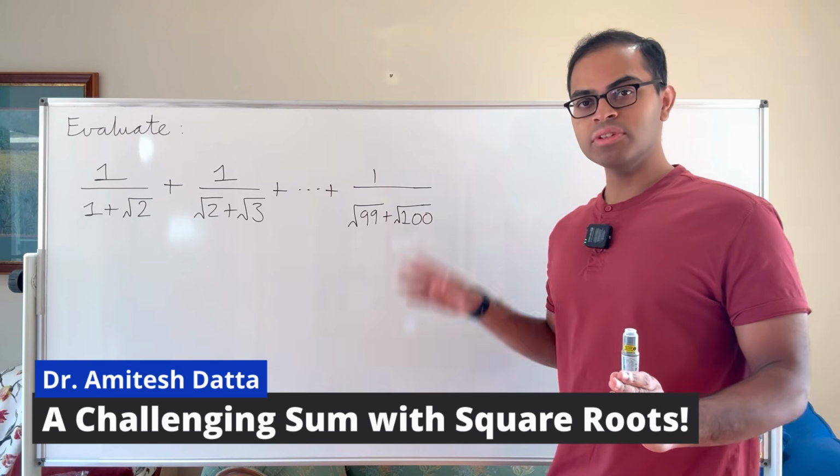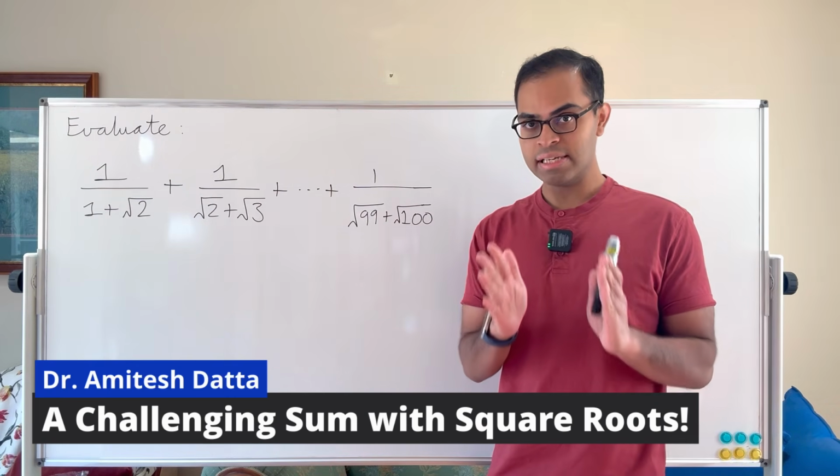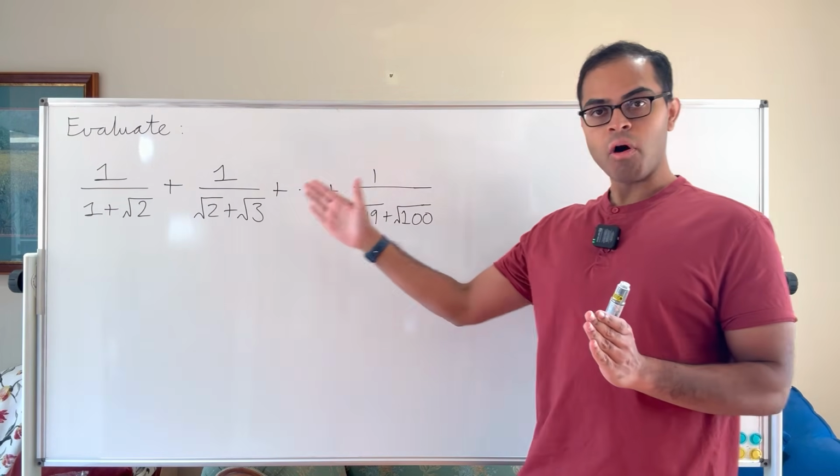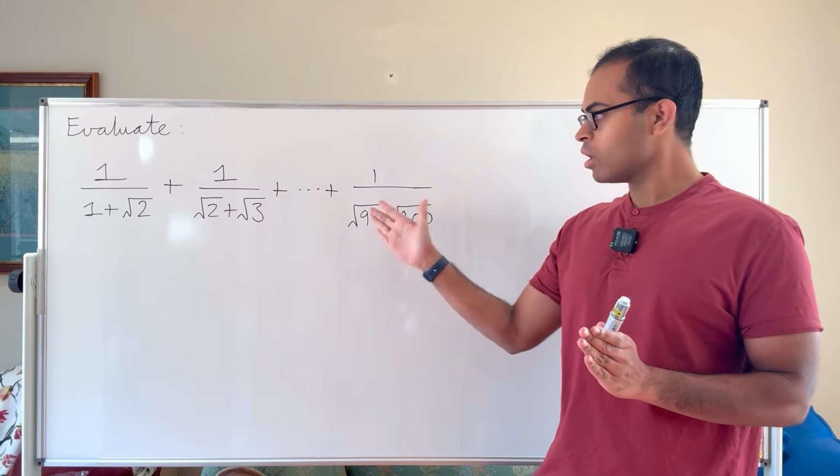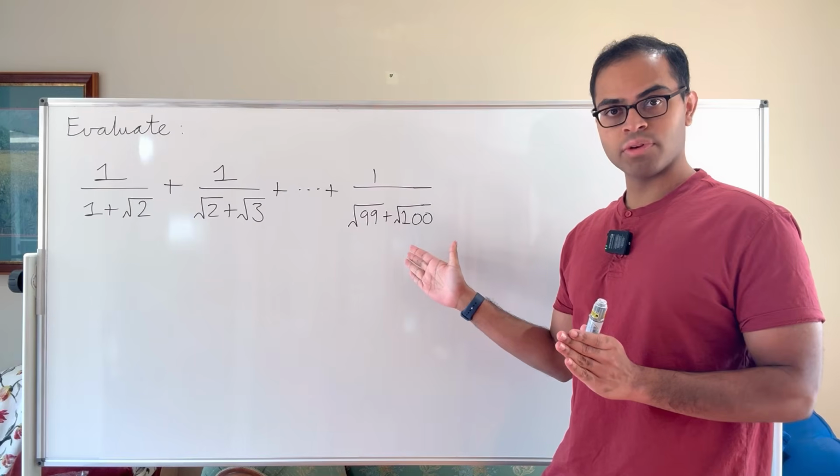I'm going to walk through this sum and make it really easy and clear. So we want to add up all these fractions: 1 over 1 plus square root 2, plus 1 over square root 2 plus square root 3, all the way up to 1 over square root 99 plus square root 100.